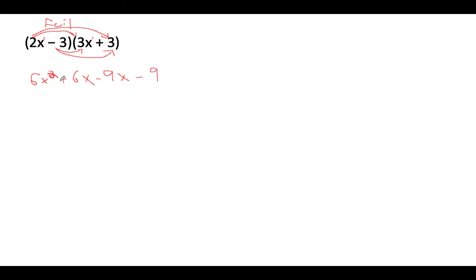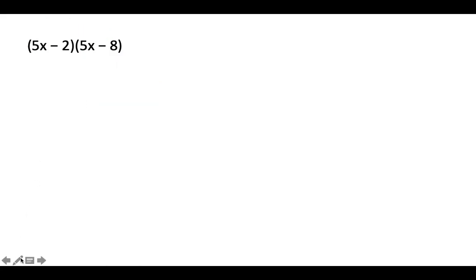Okay? But then we have to combine like terms. So we have these two x terms, so you have 6 minus 9, which is going to be negative 3, and then there's the x. So our answer would be 6x squared minus 3x minus 9. Let's do a couple more of these.